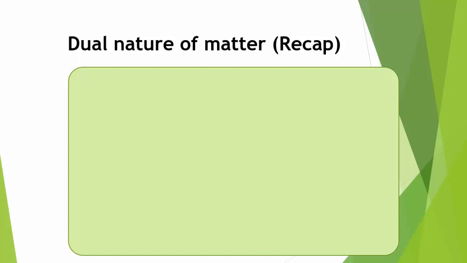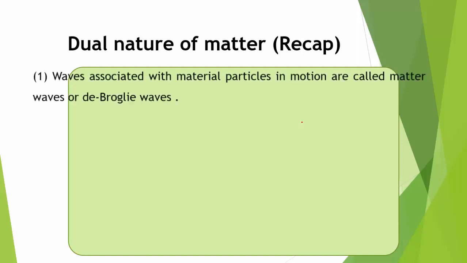Okay, the next concept of your topic is about de Broglie wavelength. It has certain properties. The first property is the waves associated with moving material particles in motion are called matter waves, or also called de Broglie waves. You know the formula, lambda is equal to h divided by mv, or lambda is equal to h divided by p. P is momentum, the product of mass and velocity.